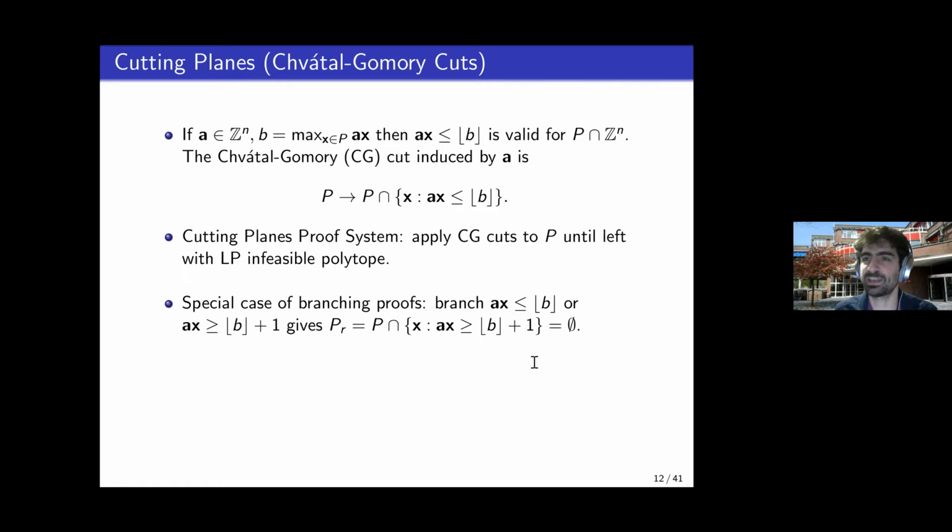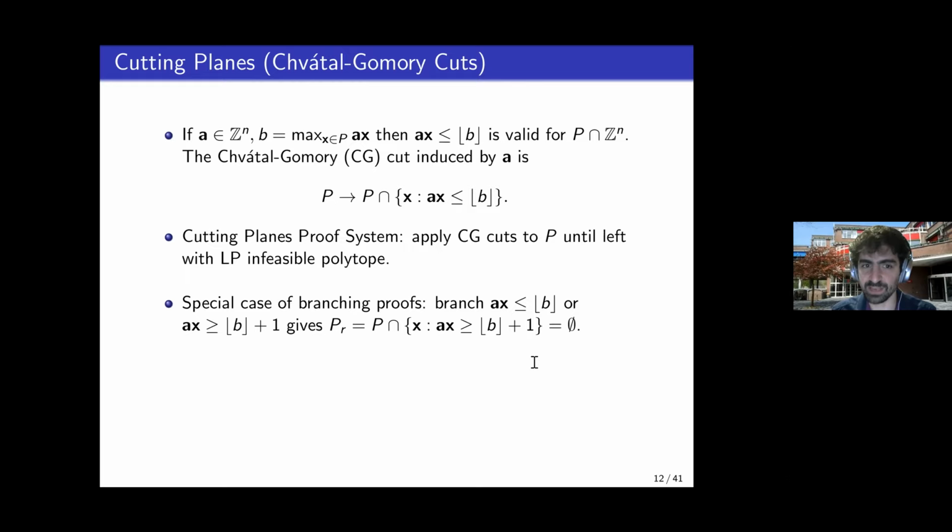But now when you restrict to the integers inside this polytope, it's actually valid to round the right-hand side B down to the nearest integer, just because you know that AX will be an integer. So if AX is less than or equal to B, then AX is less than or equal to the floor, the round down, of B. Okay, and so if I give you a vector A, we can now say that the Chvátal-Gomory cut induced by A on my polytope P is exactly AX less than or equal to the round down of the maximum value that it attains.